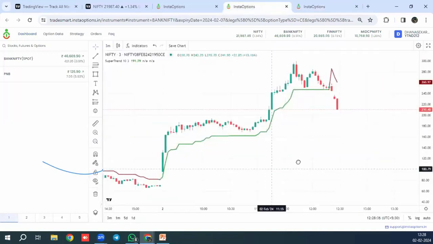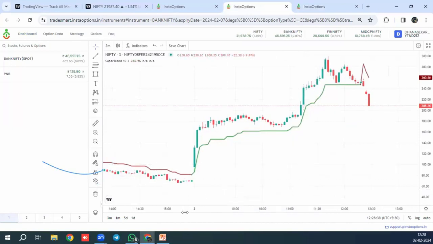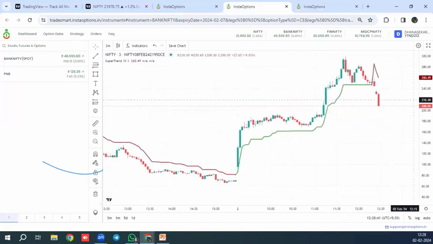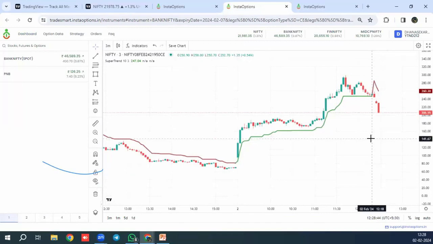Fine. So this is what is about trending OI and sentiment and how to analyze the market using these sentiments.